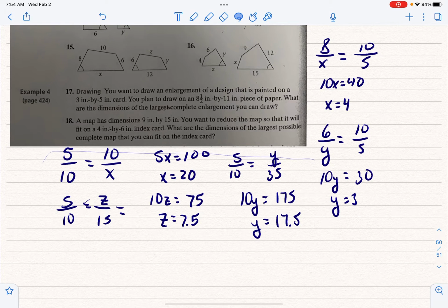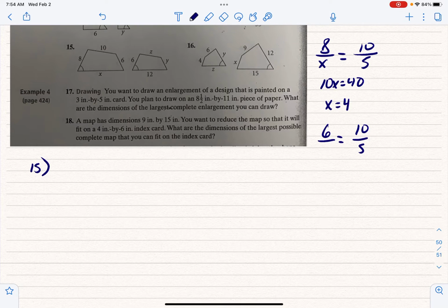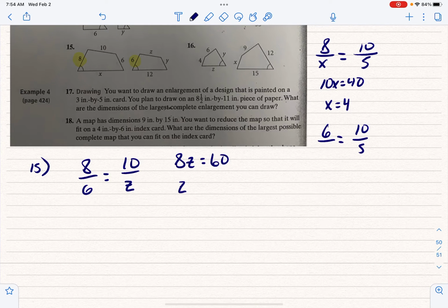Let me get rid of some of this stuff right here. Okay, so I could say for number 15, 10 is to z, the same way that, well, before I get this going, I need to have a set of sides that already correspond, that have all the information. So like 8 and 6 correspond. So I could say 8 is to 6, the same way that 10 is to z. Cross multiply, and that gives me 8z is equal to 60, so therefore z is equal to 7.5.